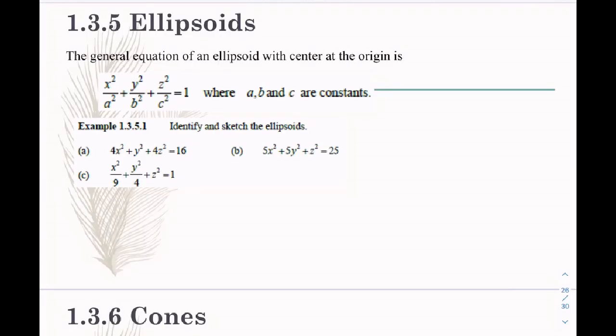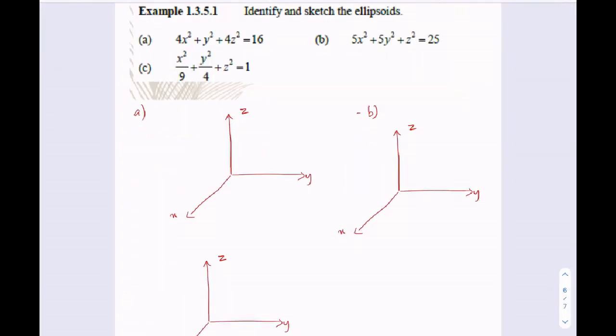Okay, ellipsoid. Ellipsoid is related with the sphere, but then the base is ellipse. Okay, this is the general equation of an ellipsoid. Okay, we have one more based on the ellipse. We have one more z squared divided by c squared for the ellipsoid. Okay, so let's do these three equation. Okay, the A, we copy the equation first.